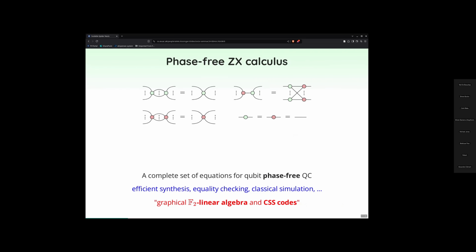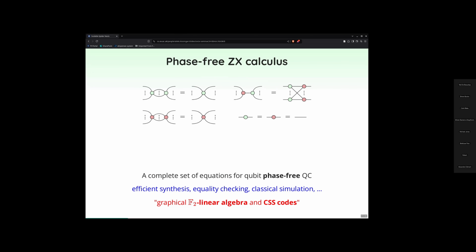So even smaller than the Clifford ZX fragment is the phase-free fragment. This is where we actually set all of the phases equal to 0 in our ZX diagrams. A spider with a 0 phase is just written as an unlabeled spider. Here we have 1, 2, 3, 4, 5 rules. And this is actually a complete set of equations for the phase-free fragment. So I say it's a complete set of equations for qubit phase-free quantum computing. I guess really what that means is that I can decide arbitrary equations between phase-free ZX diagrams, including, for example, CNOT circuits.